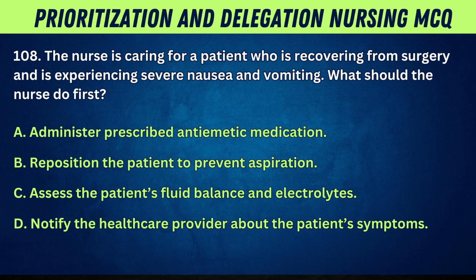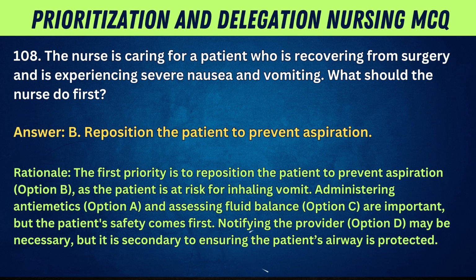108. The nurse is caring for a patient who is recovering from surgery and is experiencing severe nausea and vomiting. What should the nurse do first? A. Administer prescribed antiemetic medication. B. Reposition the patient to prevent aspiration. C. Assess the patient's fluid balance and electrolytes. D. Notify the healthcare provider about the patient's symptoms. Answer. B. Reposition the patient to prevent aspiration.